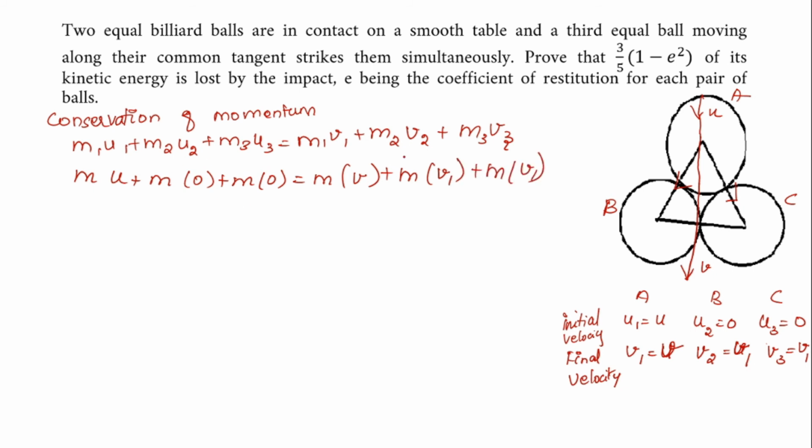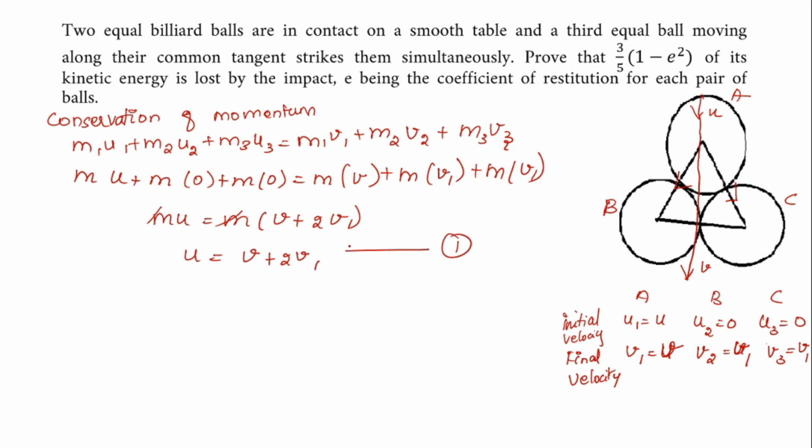So m is common in both the terms, so we can take it outside. 0 into m will be 0. So on the left-hand side, you will have mu is equal to m into (v plus 2 v1). M and m will get cancelled. So you'll have u is equal to v plus 2 v1. Mark it as equation 1.